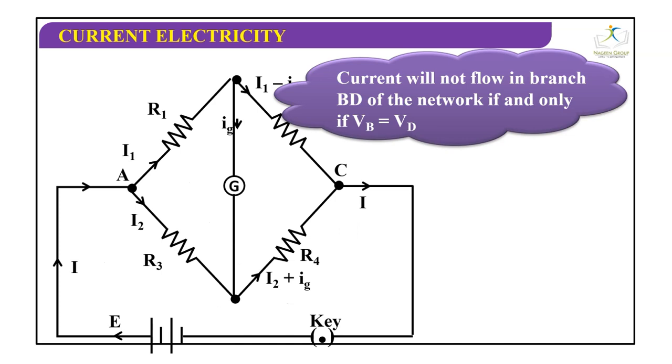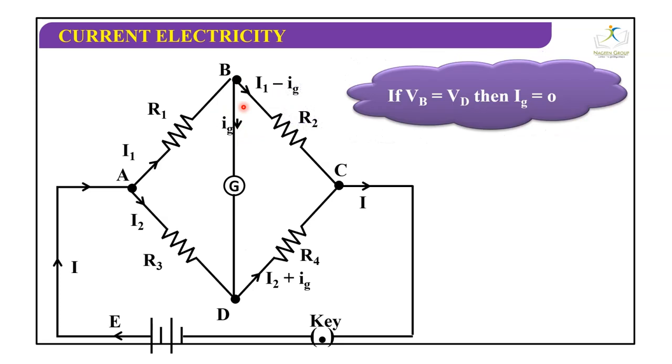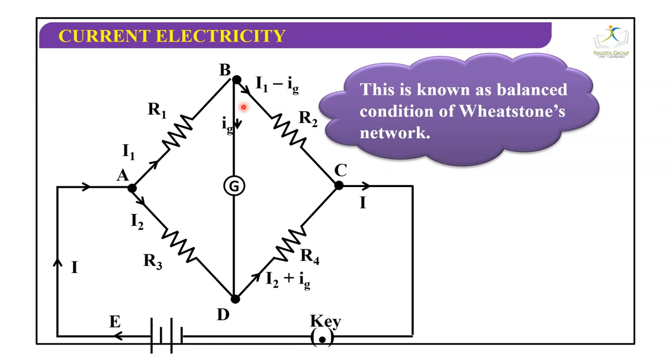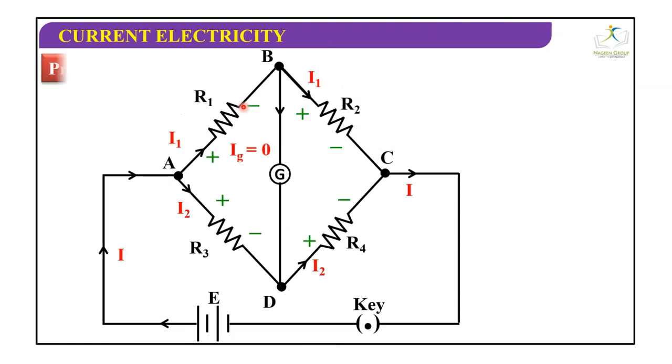So current will not flow in the branch BD of the network, and only VB is equal to VD. When there is a common potential, or we can say equipotential, IG is equal to 0. This happens to be true only and only when R1 by R2 is equal to R3 by R4. This is known as the balanced condition of a Wheatstone network. So let us prove that.